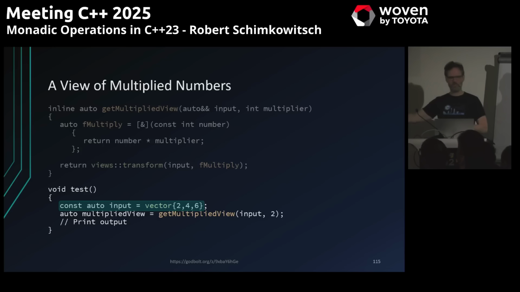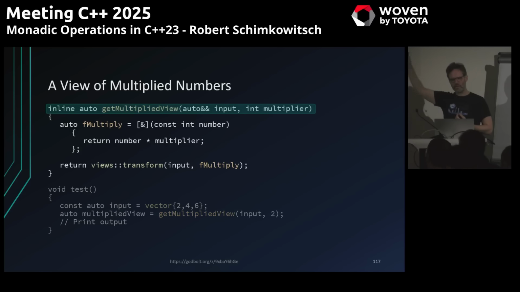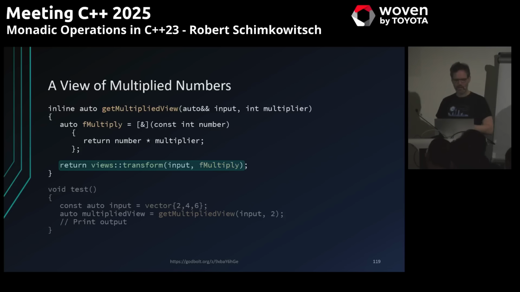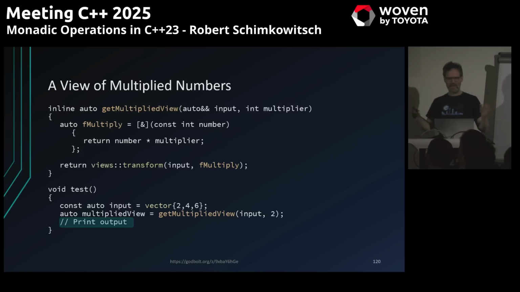Here we start at the bottom with a vector of numbers. And what I want is a view of those numbers multiplied by 2. And I use a function to get that. The function is above. Get multiplied view takes a range as an input and a multiplier. And inside the function, I have a little helper lambda, which handles a single item and which gets the multiplier by lambda capture. And then I just return the view that I need. And back at the calling side, I print this view, doesn't matter how exactly.